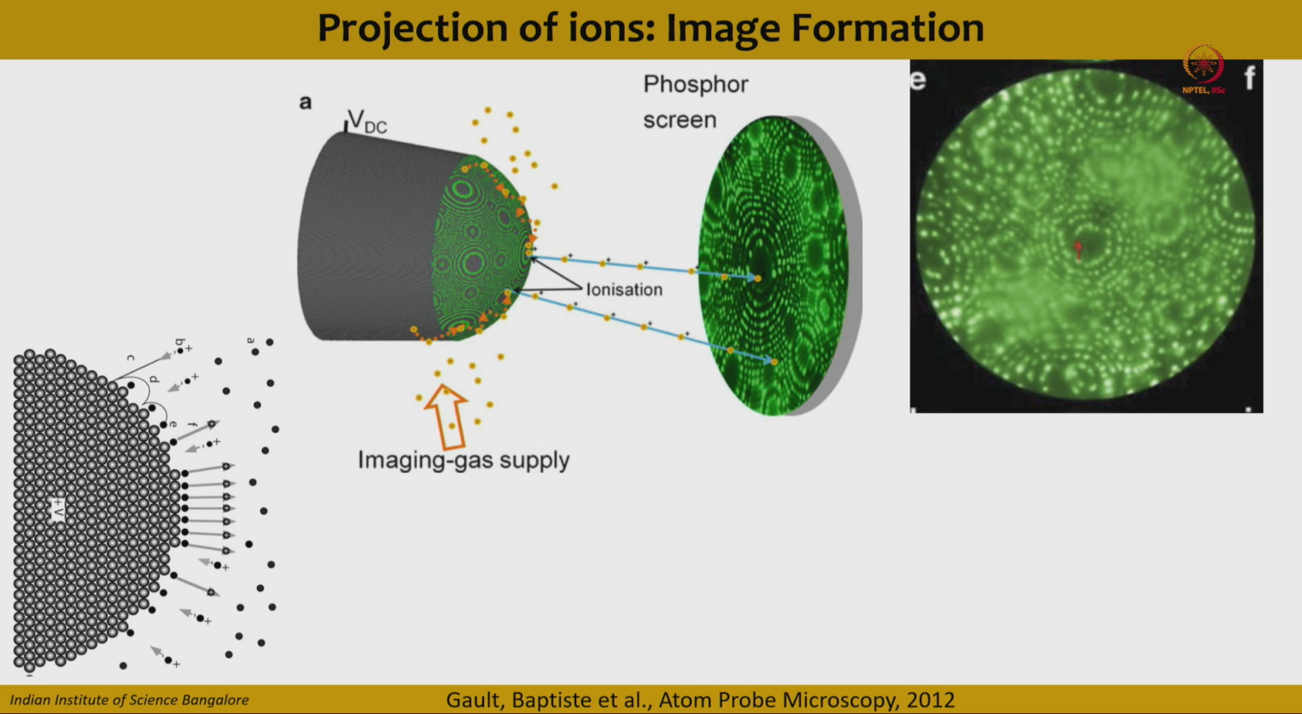So, image formation: how is the image formed? As I told you, you are applying a positive voltage on the needle specimen, and you are passing an imaging gas. This imaging gas gets polarized near the tip surface, and due to polarization this gas converts to positive ions. These positive ions are accelerated towards the phosphor screen by the electric field. So this is a brief review of whatever we discussed in previous classes.